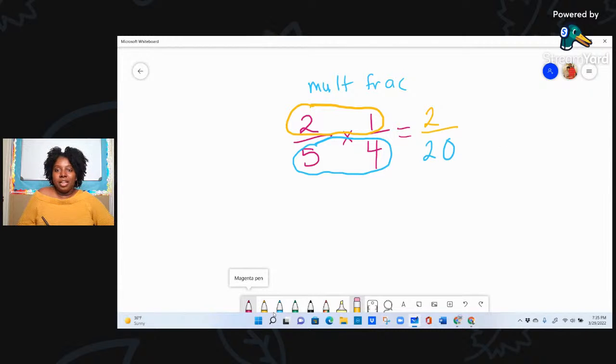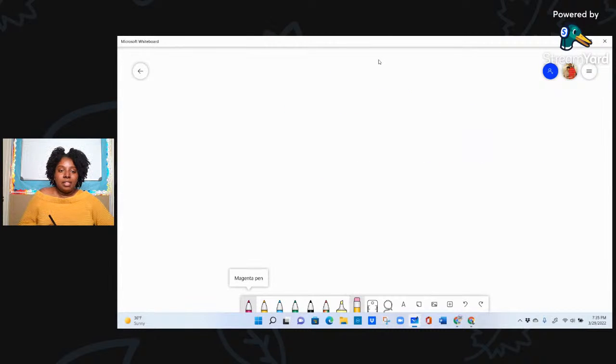Okay. So what do these two have in common? What number can be divided into both of these? 2. Okay. And 2 divided by 2 is 1. And 20 divided by 2 is 10. Awesome. All right. So the answer is 1/10. So let's do another one to make sure. Good job.